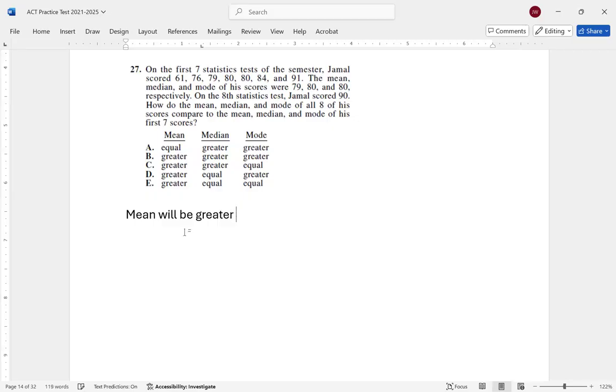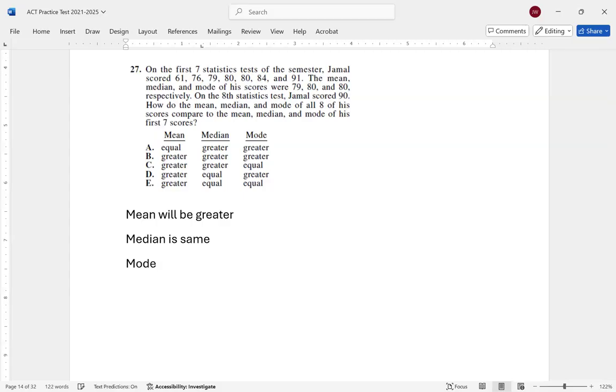on the 8 because he scored higher than average. His average was obviously 79. So because he scored higher than the average, the mean will be greater. The median, well, here is where we'll throw this 90 in. So we throw the 90 into the set, and now we have a set of 8. So between the 4th and 5th highest scores, that's where our median's going to be. So it's going to be between 80 and 80. His old median was 80. Now his new median is 80. So the median is the same.